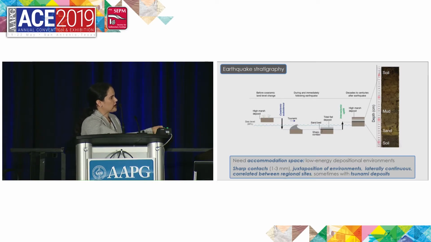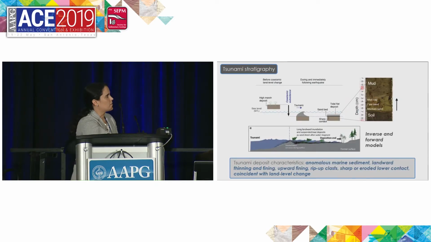We look for them to be laterally continuous, so we can exclude these issues of a tidal channel migrating around, et cetera. And the best thing to be able to do is to correlate between regional sites. So if you can get sites that are kilometers apart that both show the same record, then you're likely looking at a larger scale event and not a localized event. And if we're lucky, like I said, we find tsunami deposits. We don't always find them.